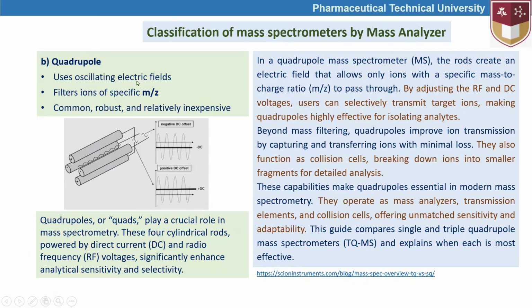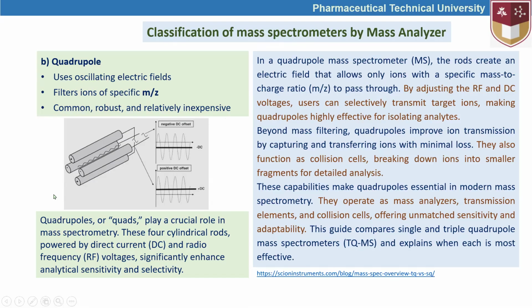Okay, and this is the quadrupole, the second type of mass analyzer. It is an instrument consisting of 4 rods. 2 of them are negatively charged, 2 of them are positively charged. Quadrupole uses an oscillating electric field to filter ions at specific mass over charge ratios. And it is common, robust, and relatively inexpensive compared to some of them like magnetic sector, I would say, or at least compared to Fourier transform ion cyclotron ones.